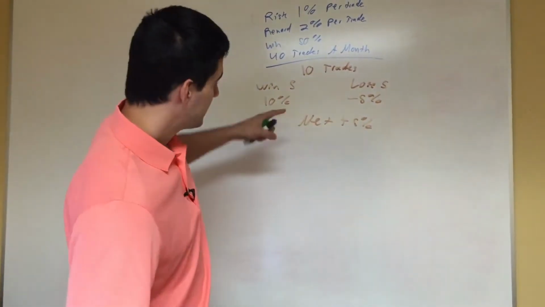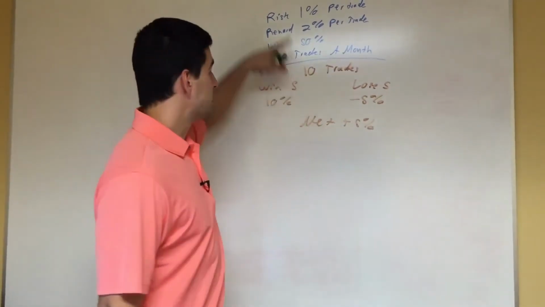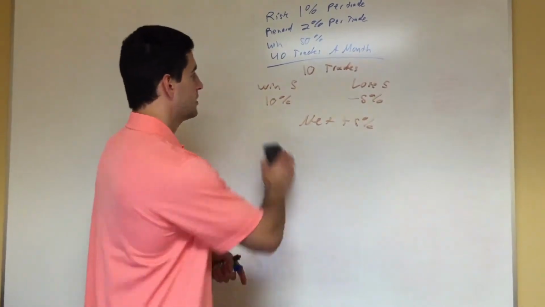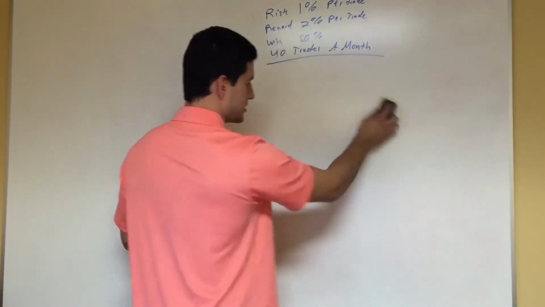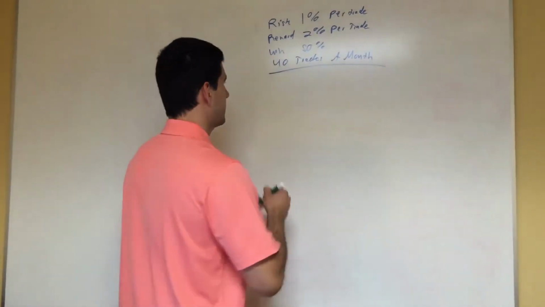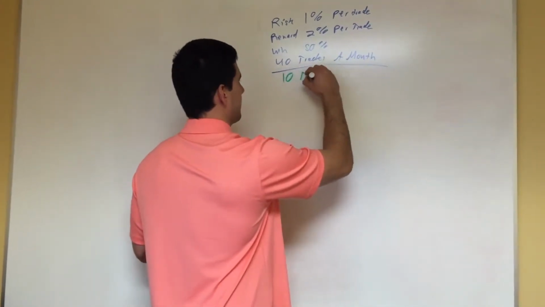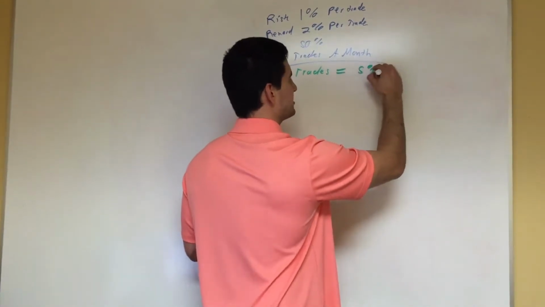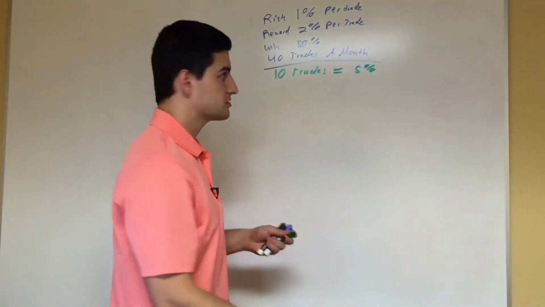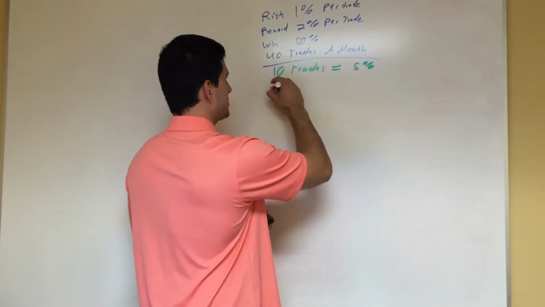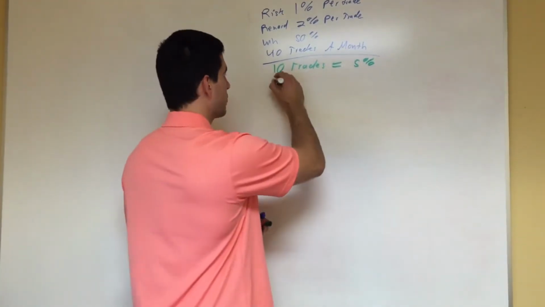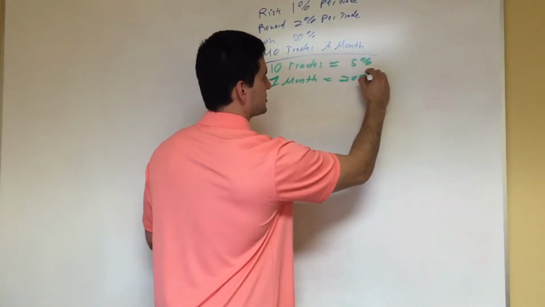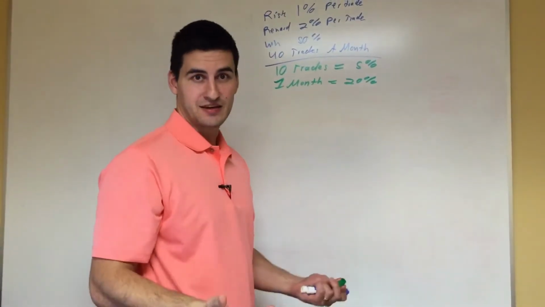Now again, this could be more, this could be less, depending on risk, reward, and win percentage. So keep that in mind of what you want to do. So this means for every 10 trades you place, 10 trades will equal 5% growth of your account, and 40 trades, what you can do in 1 month, is equal to a 20% growth or gain, okay?